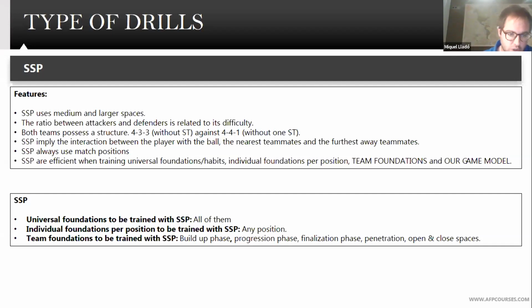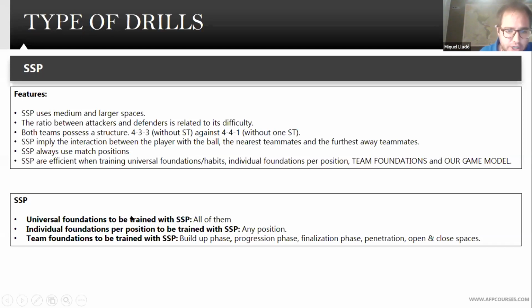Use match positions always. They are most efficient when training team foundations, also individual foundations per position, also universal foundations. But if we want to train universal foundations, we would use rondos, maybe positional games. If we want to train individual foundations per position, we can use SSPs, but we would prefer positional games. But SSPs directly target team foundations, and also, on a later page of our game model, the situations that we design to confront the opposing team under our own criteria.